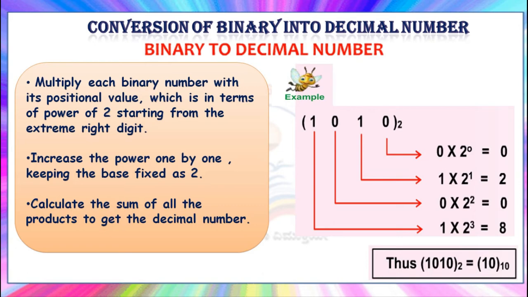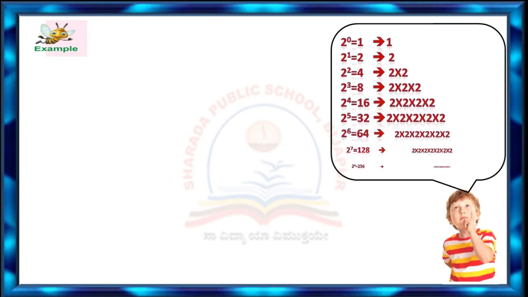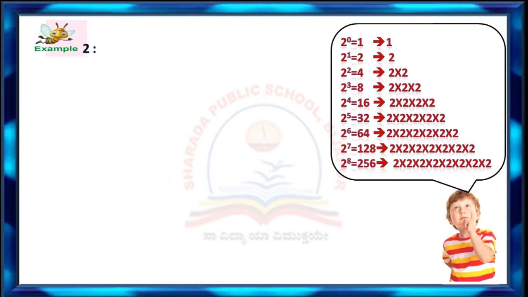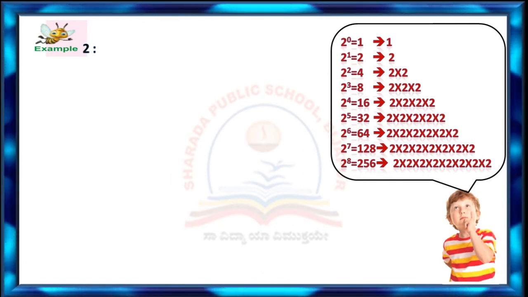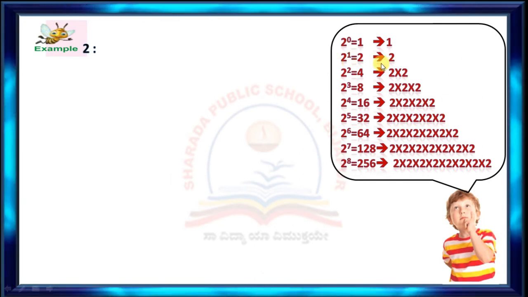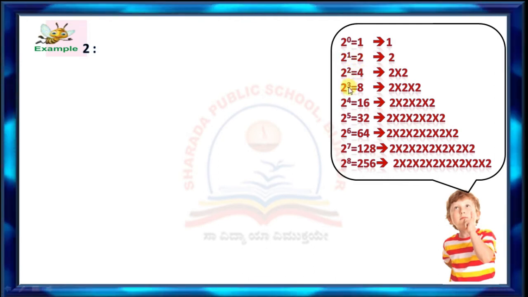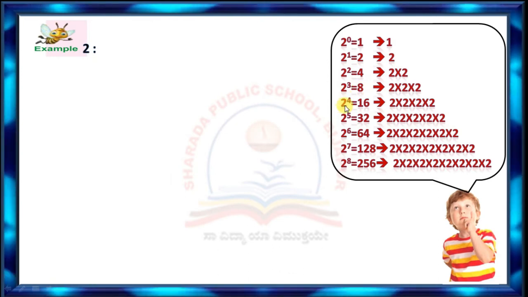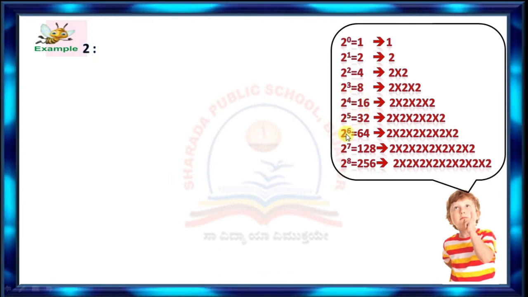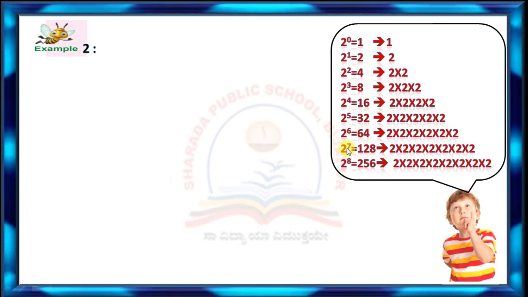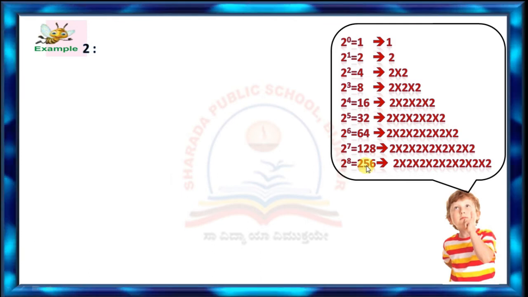Let us solve two examples from the worksheet. Before that, let us recall the power values of 2, which we have studied in mathematics. 2 raised to 0 is 1, 2 raised to 1 is 2, 2 square is 4, 2 cube is 8, 2 raised to 4 is 16, 2 raised to 5 is 32, 2 raised to 6 is 64, 2 raised to 7 is 128, 2 raised to 8 is 256.